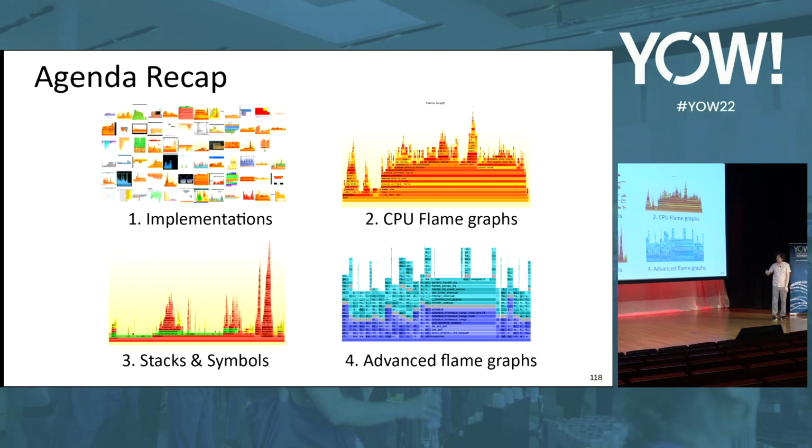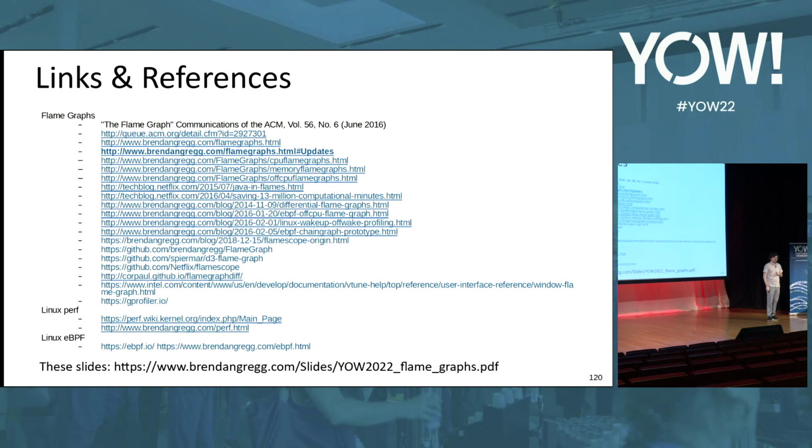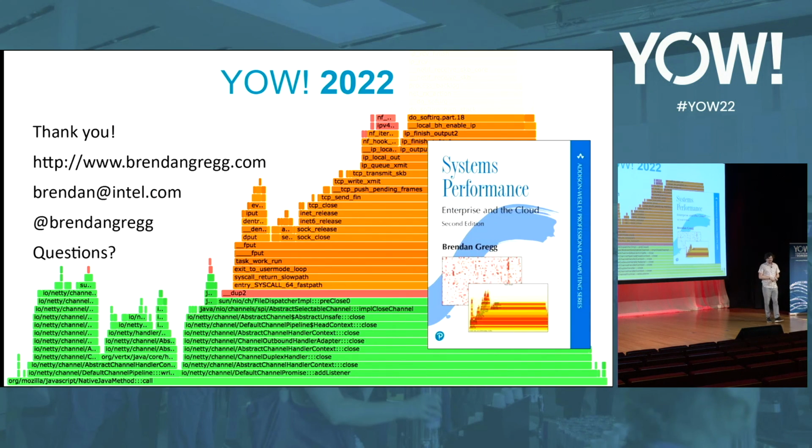It's an agenda recap. I went through implementation, CPU flame graphs, some challenges, and some ideas for future work. You can look at the slides on how to interpret CPU flame graphs, and hopefully you've learned that, understand some challenges, and eBPF is necessary for these advanced flame graphs for efficiency. The slides have lots of links and references, and thank you.